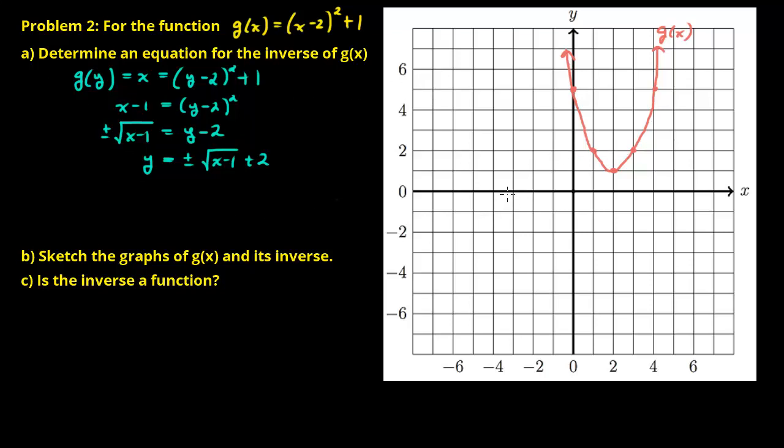An important thing to note is that to find the inverse, I could graph both of the branches of this function. So I could graph plus or minus the square root of x minus 1 plus 2. An easier way to do this is just to swap the x and y values of the function g of x. So if this point here is (2, 1), then (1, 2) is going to be on the inverse. And I can do that for all of the points on g of x. So I'm just swapping the x and y values of all of the points of g of x.